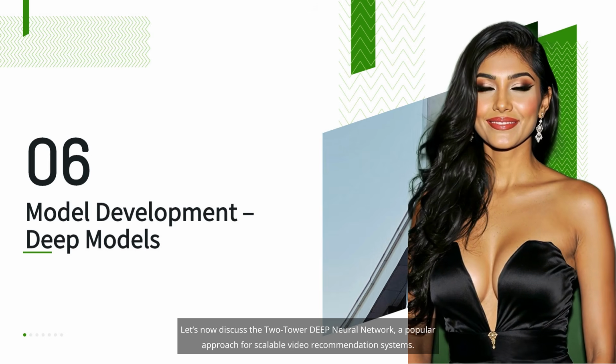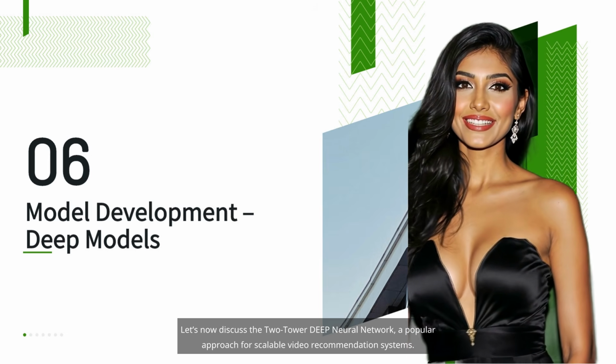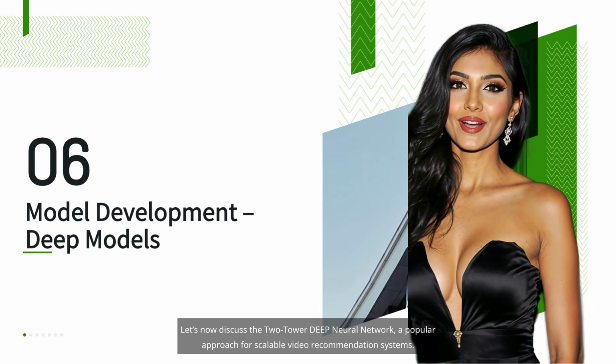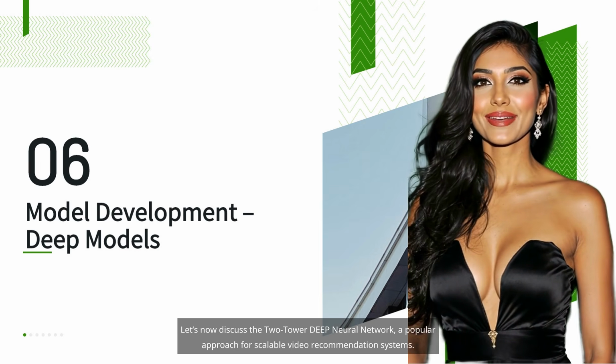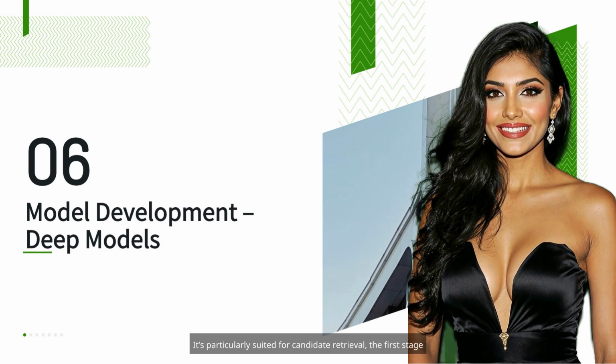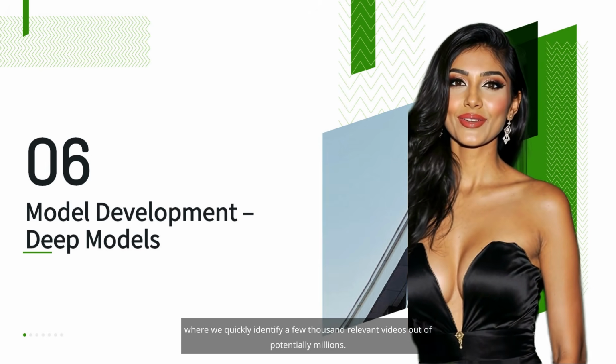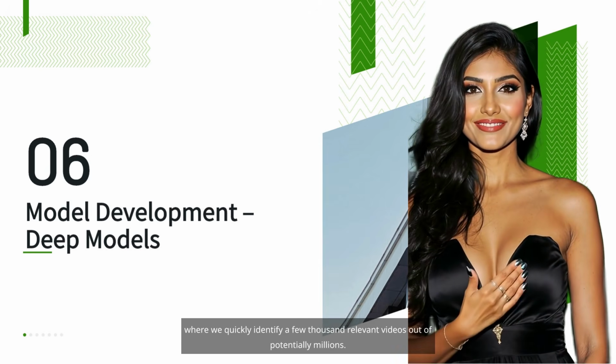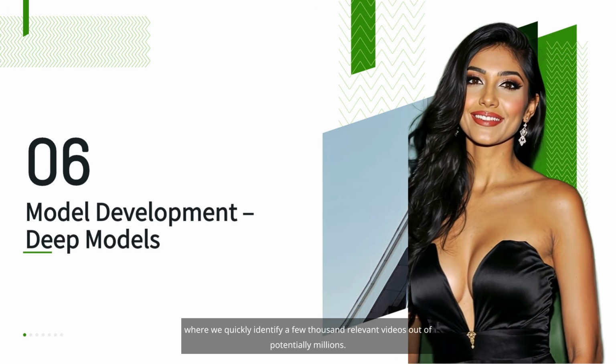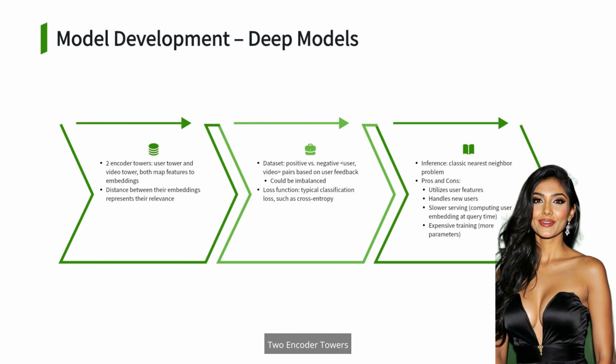Let's now discuss the two-tower deep neural network, a popular approach for scalable video recommendation systems. It's particularly suited for candidate retrieval, the first stage where we quickly identify a few thousand relevant videos out of potentially millions.